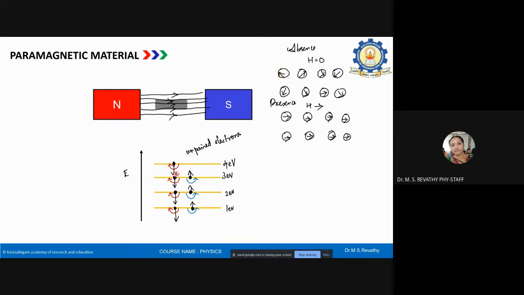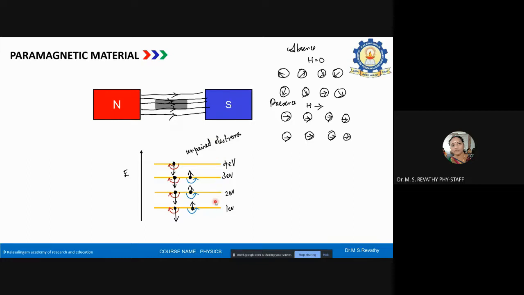Okay, when both electrons are paired, automatically what happens? This space will be empty. When there is a presence of an unpaired electron, automatically there will be an arrow inside each atom. This arrow indicates the spin of the electron. Clear? So if unpaired electrons are present, then the material is called paramagnetic material. When more and more unpaired electrons are present, then the material is called ferromagnetic material.